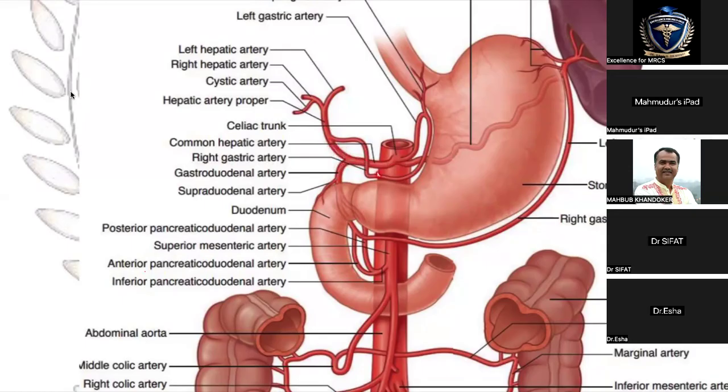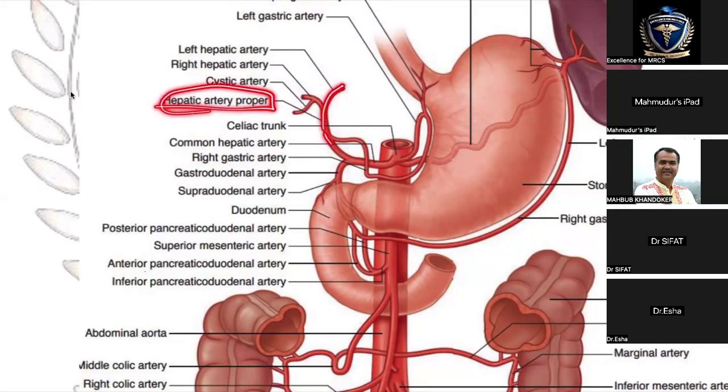So you'll have the right gastric artery. The right gastric artery may originate from this vessel or from this vessel, because it very commonly shows anatomical variation. It could come from the common hepatic artery, or it could come from the hepatic artery proper. Here it is shown coming from the hepatic artery proper. Whatever, this is the hepatic artery proper.